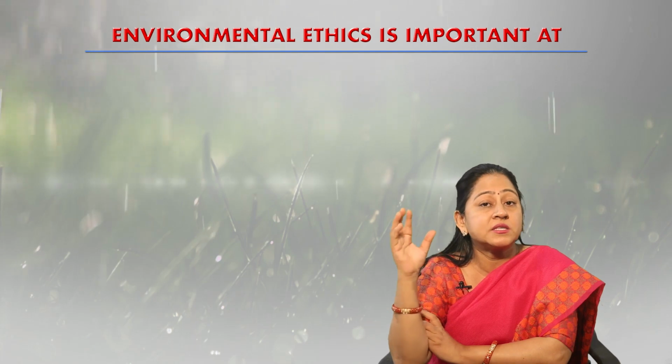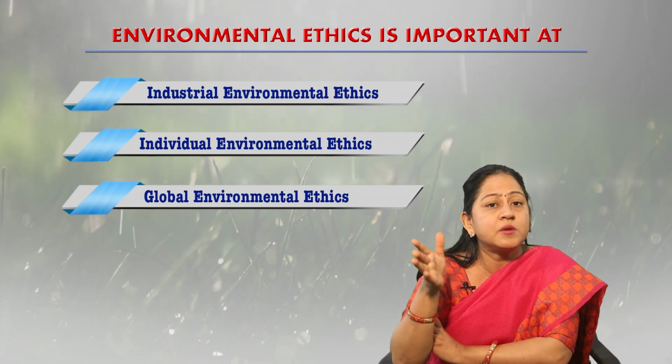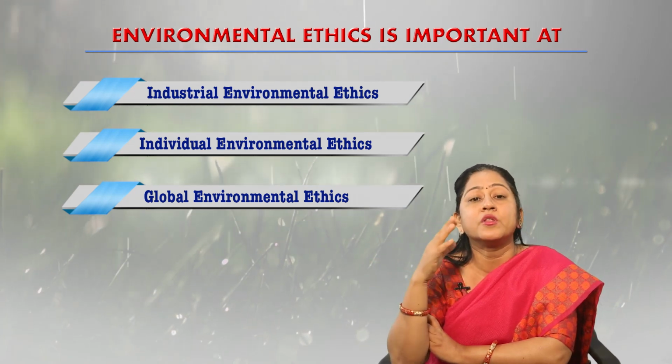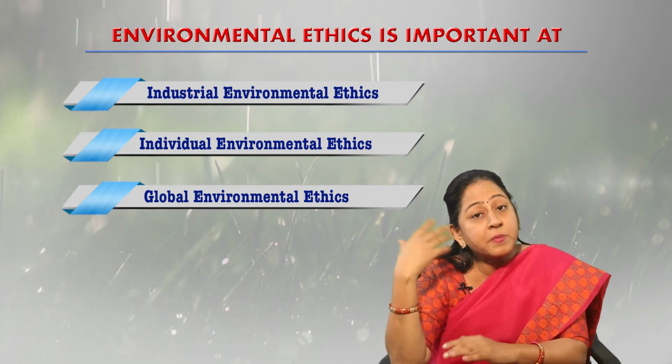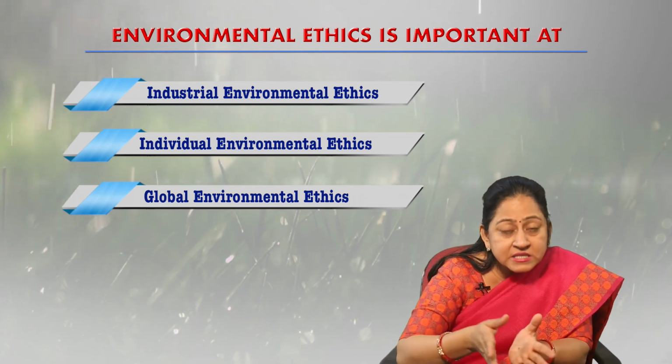So, environmental ethics in view of this becomes important at different stages. It is important from the industrial point of view, from the individual point of view, and from the global point of view. While we practice environmental ethics, it has to be equally practiced and followed. Industrial environmental ethics will guide you with a set of conducts from the industrial point of view, because industries are the main polluters of the environment. They also take natural resources. So, what ethics are important for an industry to follow?